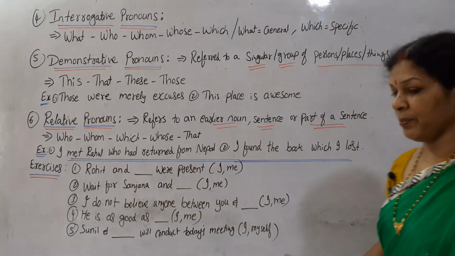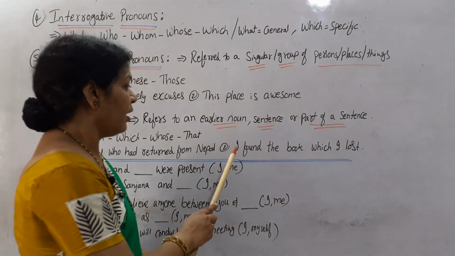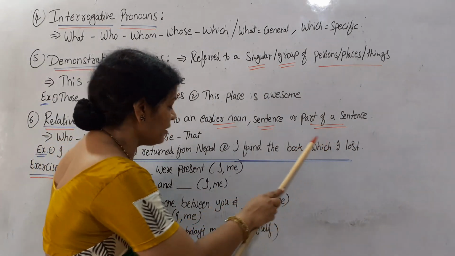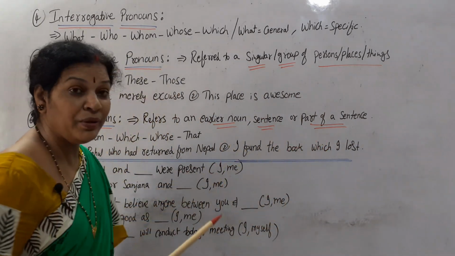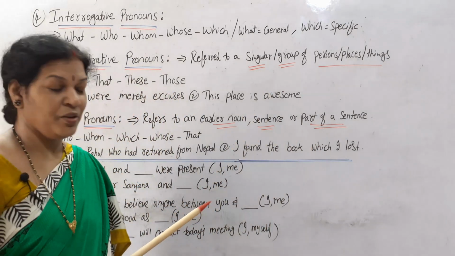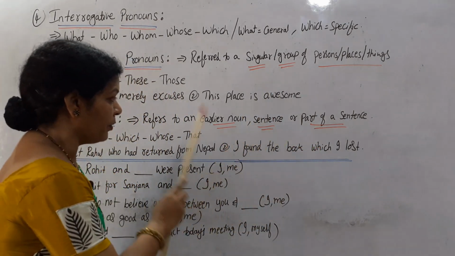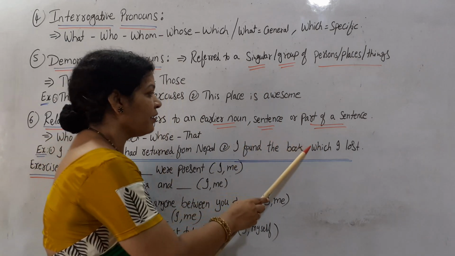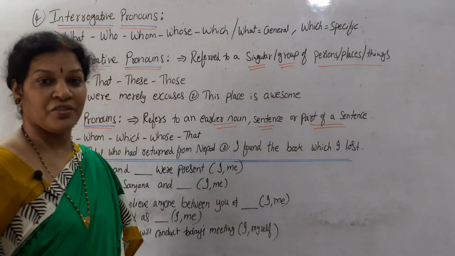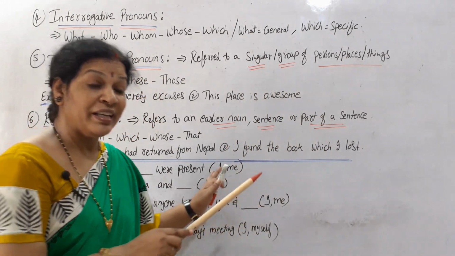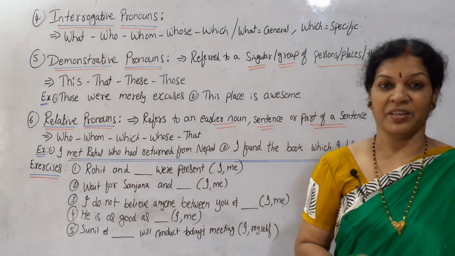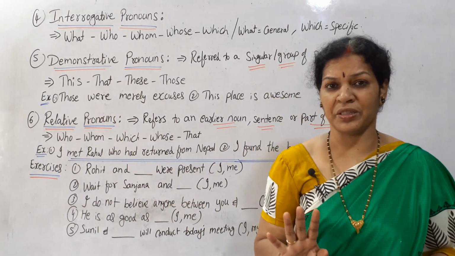In the same way, another example you see. I found the book which I lost. Which here is a relative pronoun. How has it become so? Which is referring to the noun. So it has become: I found the book which I lost. Right. So in that way, when you find such a sentence, that is a relative pronoun. Am I clear? Six types of pronouns we have learned.